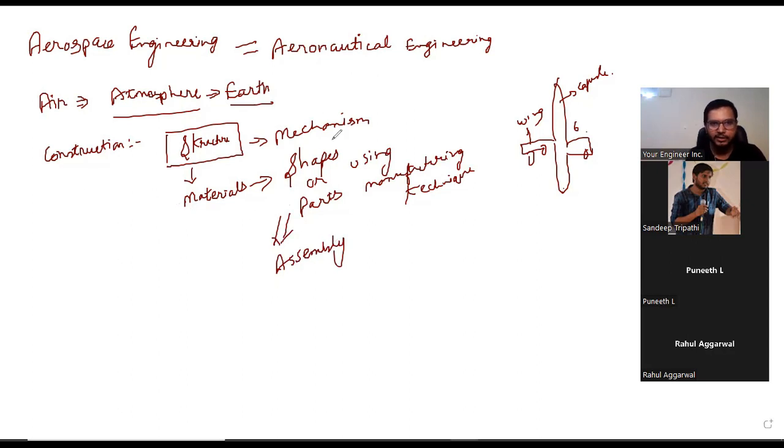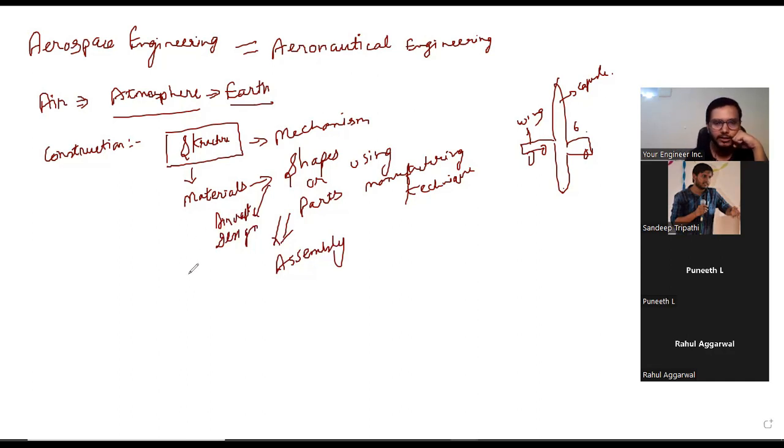Before all these things, there's a thing called aircraft design also. That's the thing we have missed. Aircraft design. After you decide the materials, you will make them into parts and components. Then, using the manufacturing techniques, you are going to make the assembly.